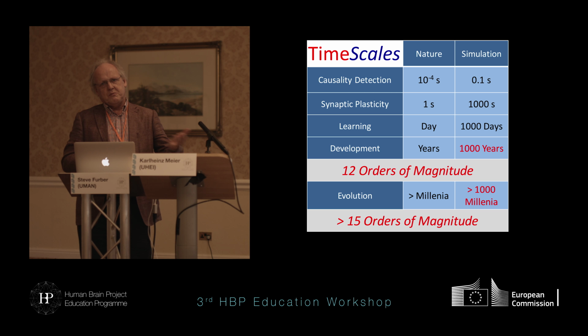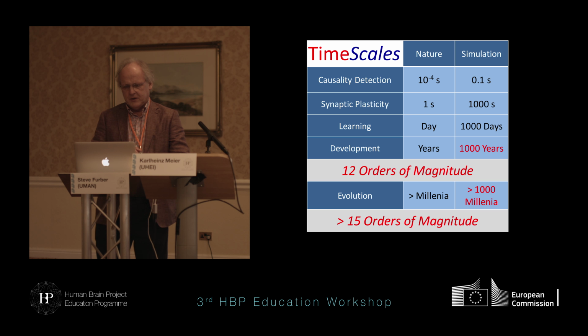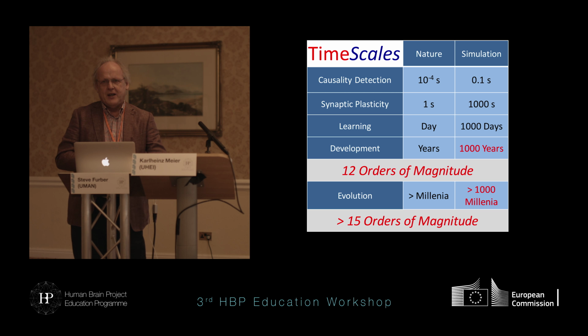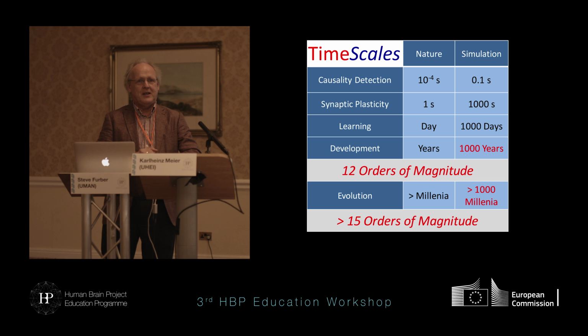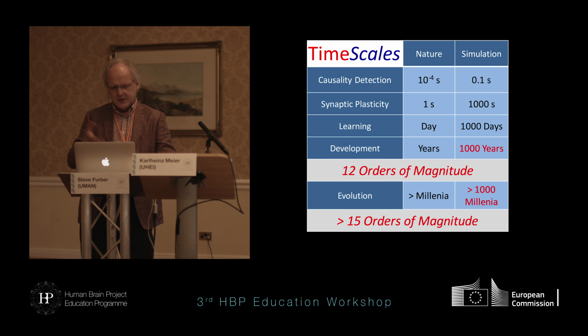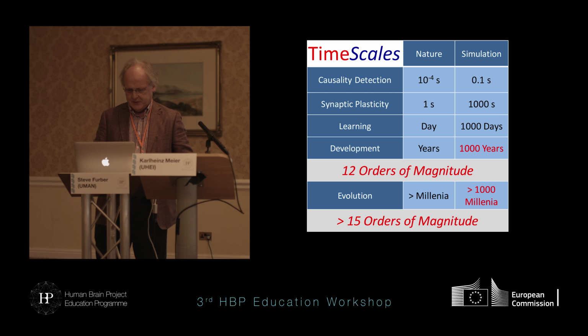And of course, if you really want to look at the long term, then you can model the evolution of the brain structure. In nature, evolution, well, it says millennia. I think that's probably a lower bound to evolutionary phenomena. And you're talking 1 million years to capture that kind of thing.